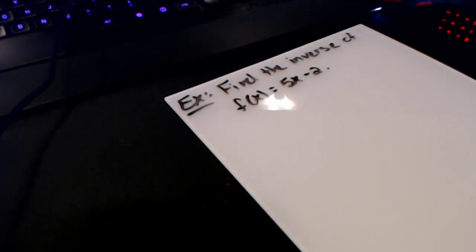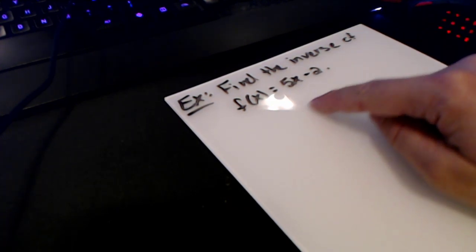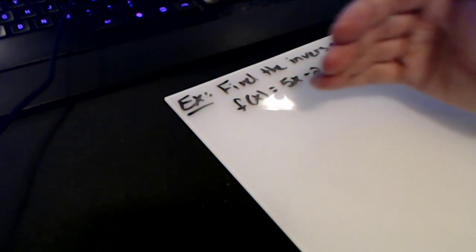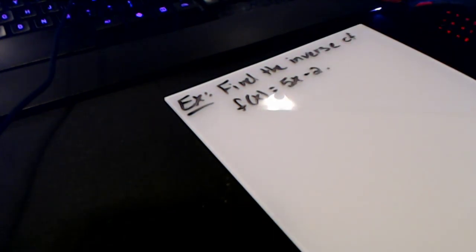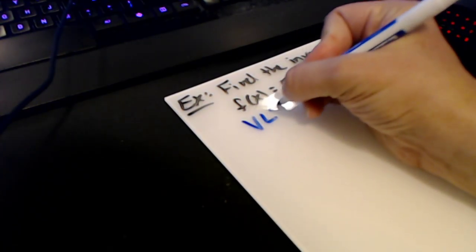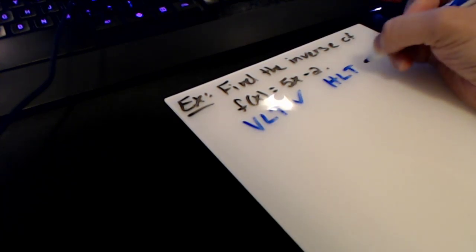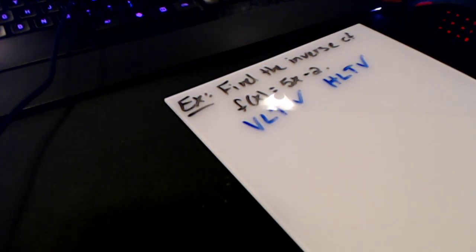So if we think about 5x minus 2, that means it's rising 5 running over 1. It keeps doing that. That's going to pass vertical line test. That's going to pass horizontal line test. Vertical line test is a check, and horizontal line test is a check. So in other words, VLT will be vertical line test, HLT will be horizontal line test. Then we get to start in our steps.